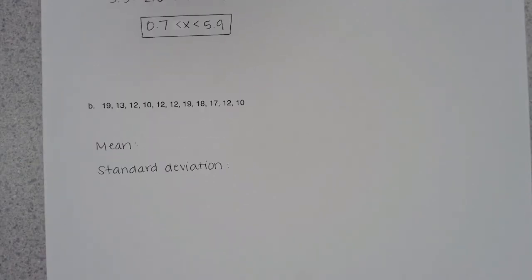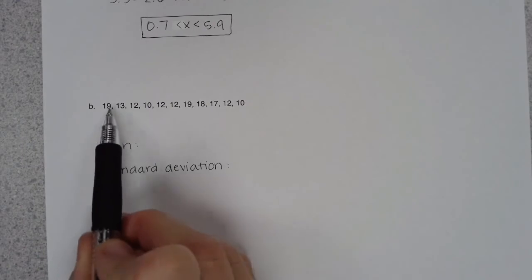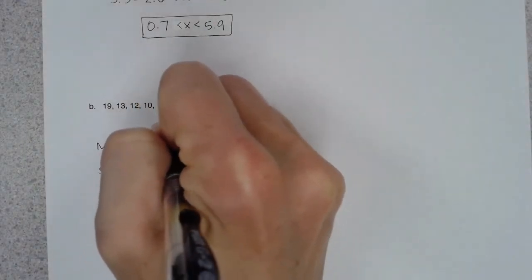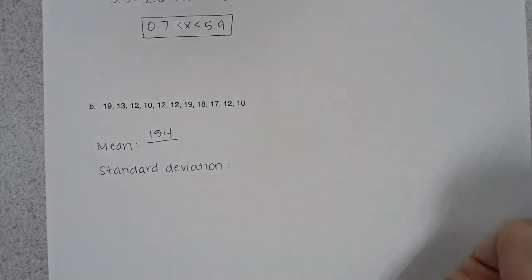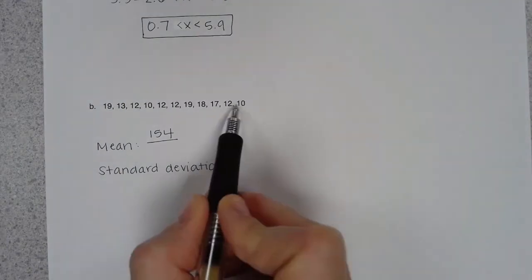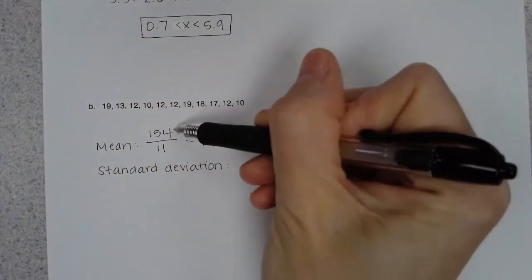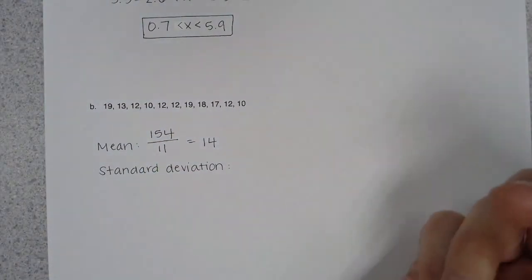On the final example, it's the same as the one up above. On this one, you're going to start by figuring out the mean. So remember, to figure out the mean, you're going to add up all the numbers in the list. For this one, they add to give you 154. And then you're going to divide by the number of numbers in the list, and this one has 11 numbers. So 154 divided by 11 gives you 14. So your mean is 14.